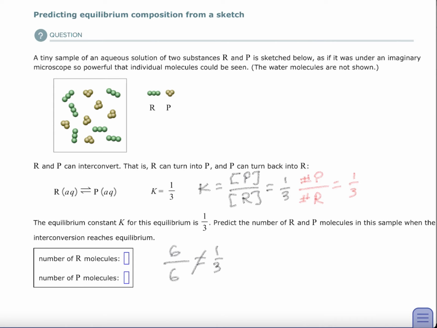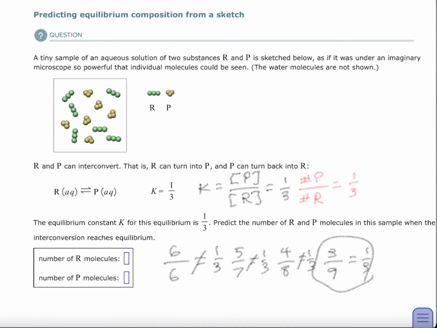So if I were to go down 1 to 5 and up 1 to 7, that's not 1/3 either. If I go down to 4 and up to 8, that's a half, so that's not equal to a third. If I keep going to 3 over 9, that is the magic number. So 3/9 equals 1/3.